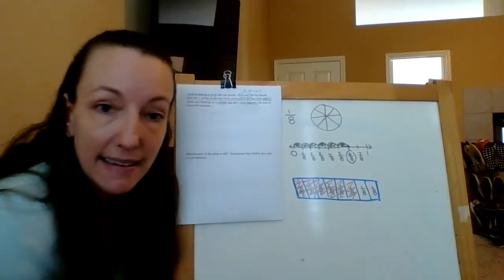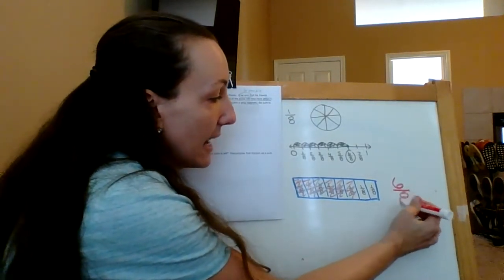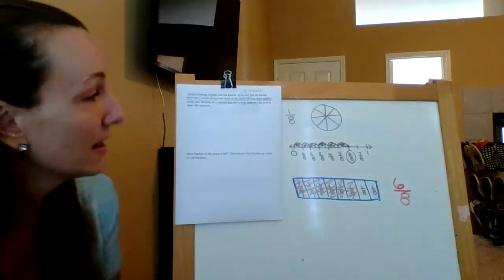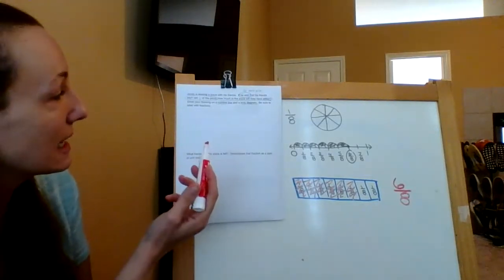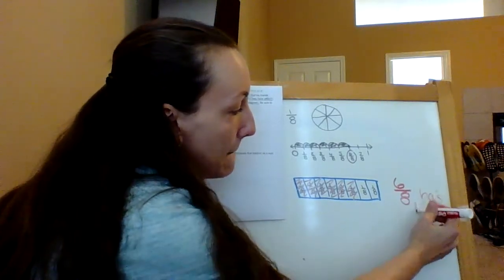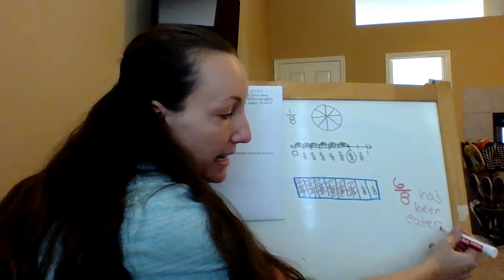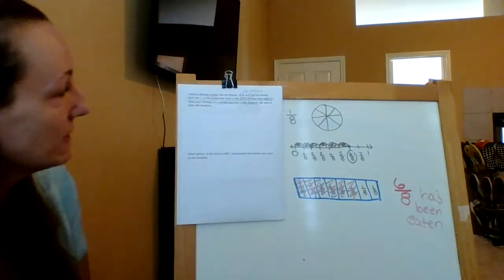So that's 6 out of the 8 pieces again. 6 out of 8, or 6/8. So that is how much has been eaten. 6/8 has been eaten. We need to make sure we label our answers, right? That's the answer to that question.